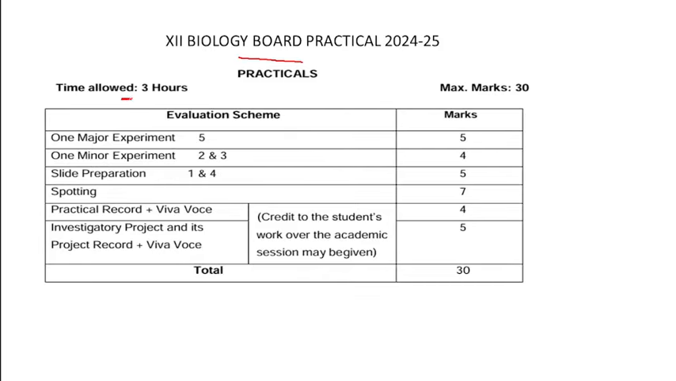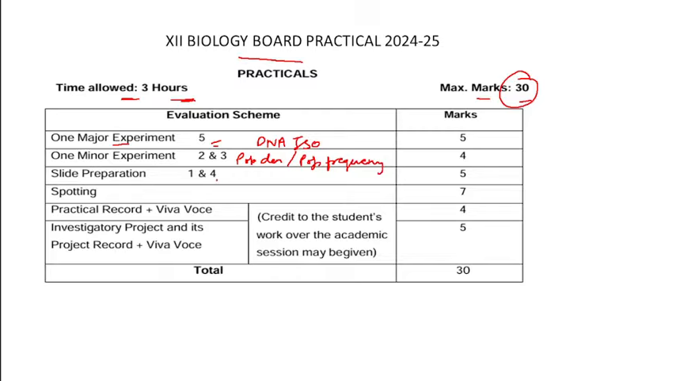Your practical would be of 3-hour duration and you will score 30 marks in case you attempt the entire practical correctly. One major experiment is going to carry 5 marks. This is going to be DNA isolation. One minor experiment, either population density or population frequency. Only one of the two, the teacher is going to ask you to do.